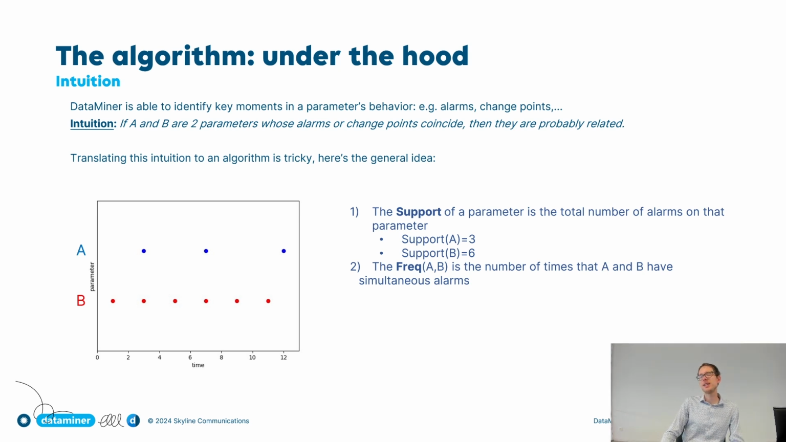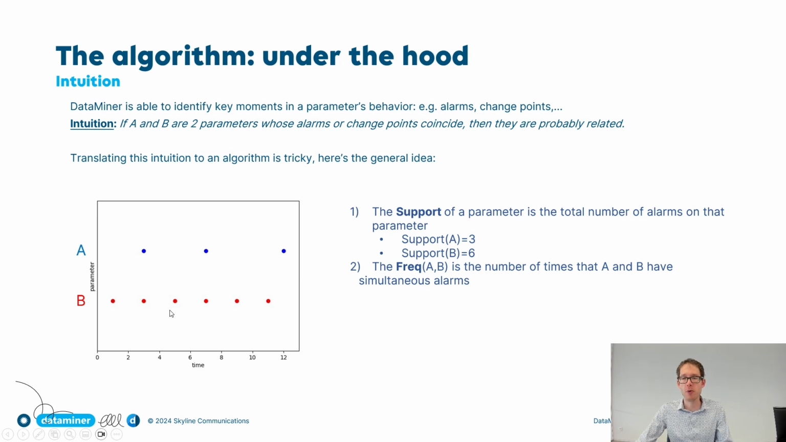Well, translating this intuition to an algorithm is tricky, but it's very easy to explain the higher steps, right? In order to explain that, let me talk about 2 new concepts, support and frequency. We have 2 parameters here, A and B, and the time axis here. And here I'm telling you when these parameters were in alarm.